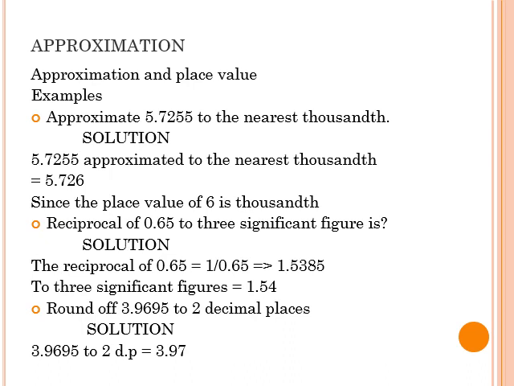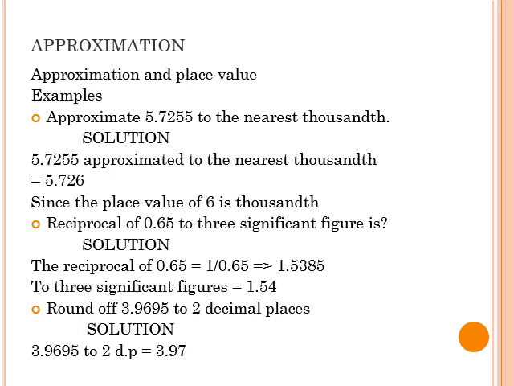The next example is the reciprocal of 0.65 to 3 significant figures is dash. Now, what is a reciprocal? A reciprocal is the inverse of that number. It is that number raised to power minus 1. It is 1 over that number, 1 divided by that number. So, when we take the reciprocal of 0.65, which is 1 over 0.65, it will give us 1.5385.